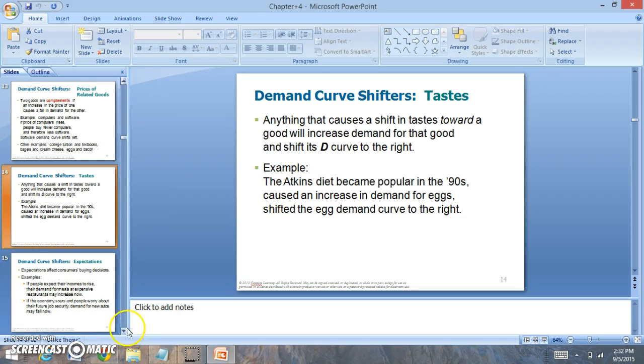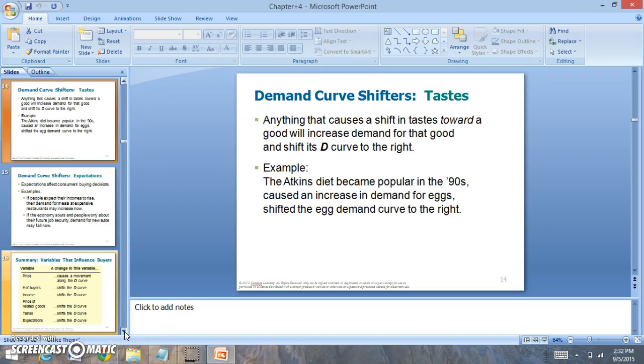Another factor that causes the demand curve to shift is taste. Taste influences the demand curve because if people like a product, they're going to be more willing to buy the product. However, if people don't like a product or they hear on the news that this product causes a certain disease, people will not consume the product.